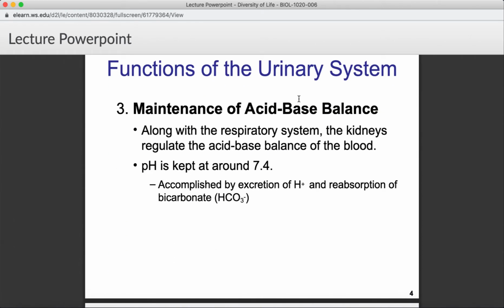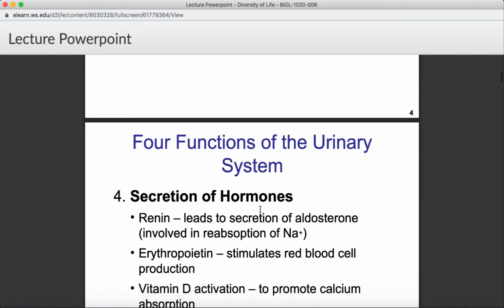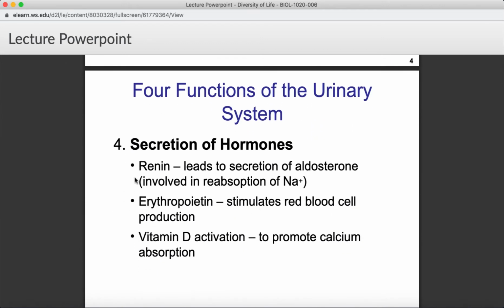It also helps to maintain the acid-base balance of the blood by excretion of hydrogen ions and reabsorption of bicarbonate. It secretes hormones: renin, erythropoietin, and vitamin D.